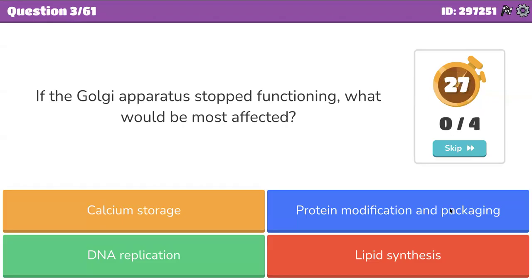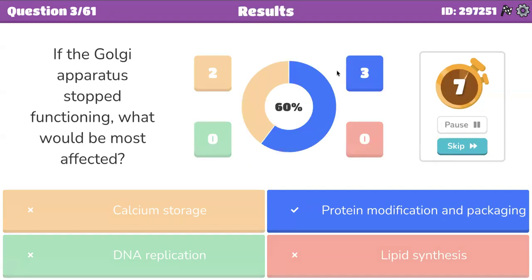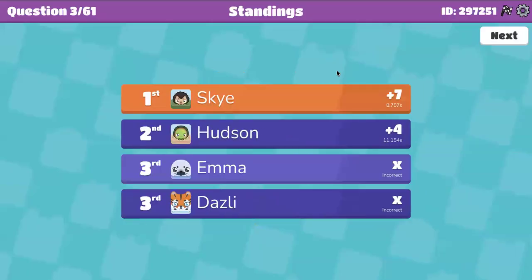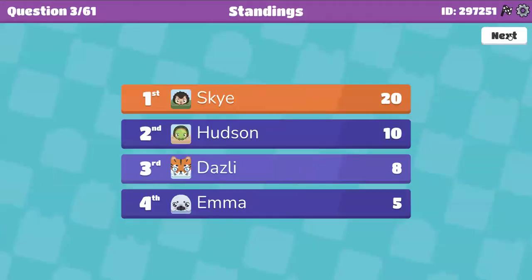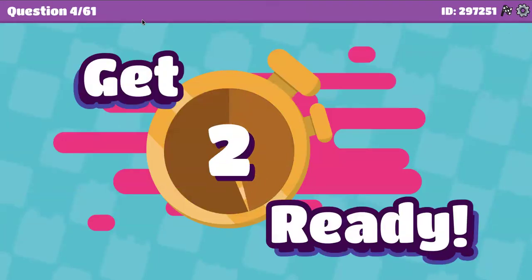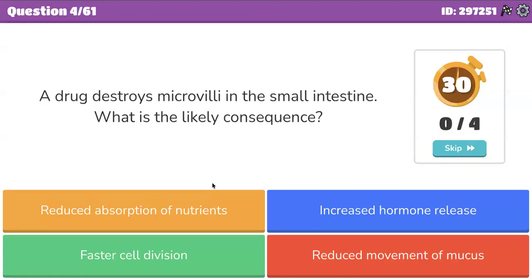If the Golgi apparatus stopped functioning, what would be the most affected? Think about what a Golgi apparatus does, and that's the answer. They look like flat pancakes in your body. They're part of the protein modification and packaging before the proteins are exported from the cell. So they're like the last step. And if they stop working, then you will have a lot of problems with proteins. There could be a lot of mutations.